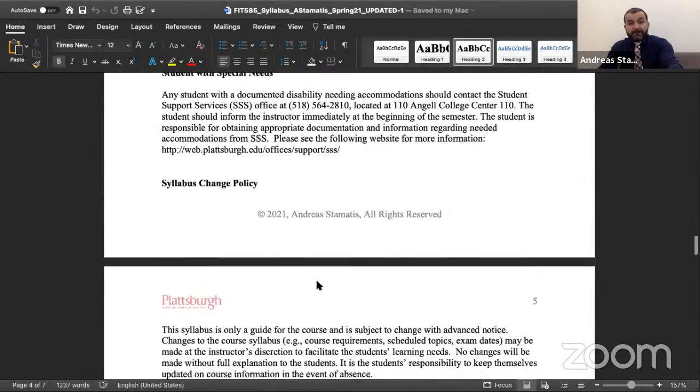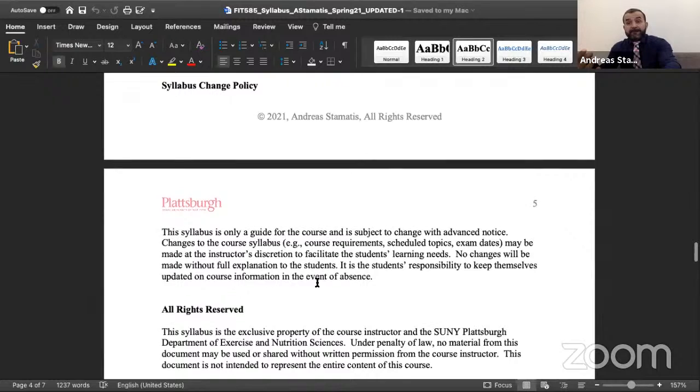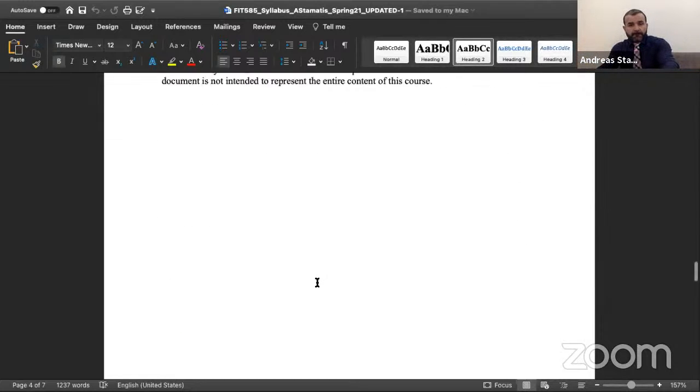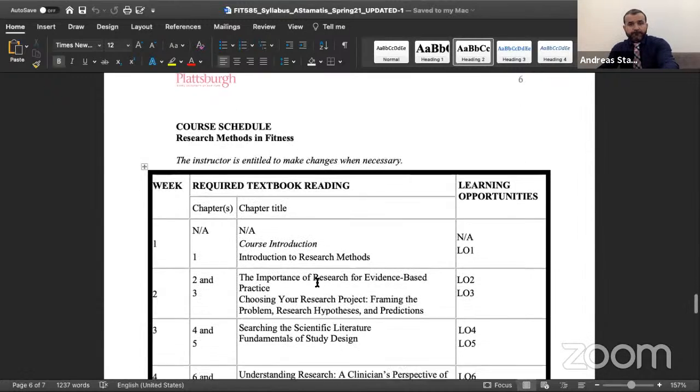The syllabus, we may change it sometimes, but if there is any change, I will let you know, and it's always for you. Or something happens to me, I have to present at a conference I didn't know, or something happened, who knows. But if there's a change, you'll know in advance. All right, so here is how it's gonna look.